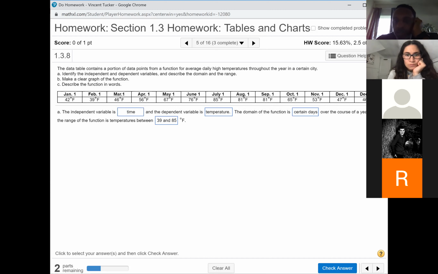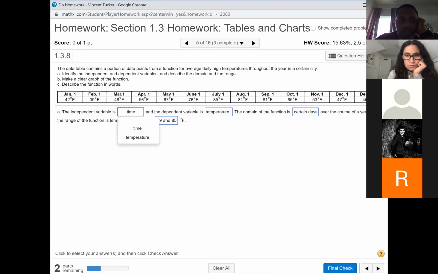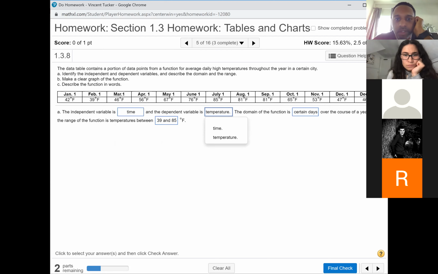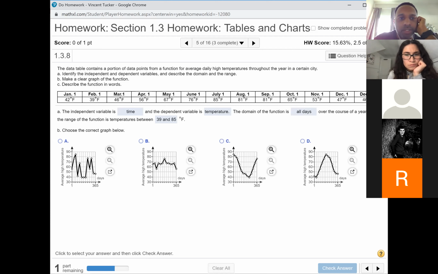Oh, did I mess up something? Let me see. What did I do wrong? It says at least one of your variables answers is incorrect. So independent variable, choose throughout the year, right? Certain days, unless it's all days. Oh, so it's all days. So why is that all days? I should have read the problem, I guess. The data table contains a portion of data available, average daily high temperatures throughout the year in a certain city.